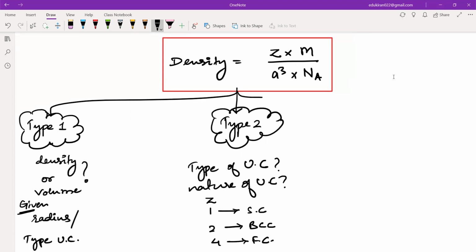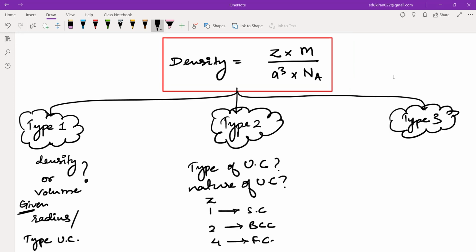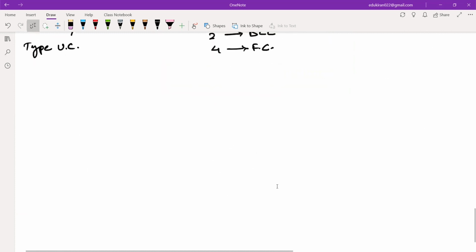But there is a third type of question that I will discuss later on. Type 3 involves packing efficiency, etc. You have to take the information from the packing efficiency that I will discuss later. Now, these are the two types of question that are very important. So let me give you one question, and then you can start.